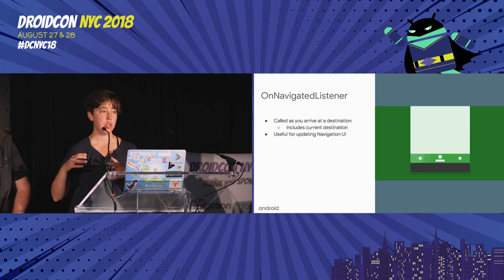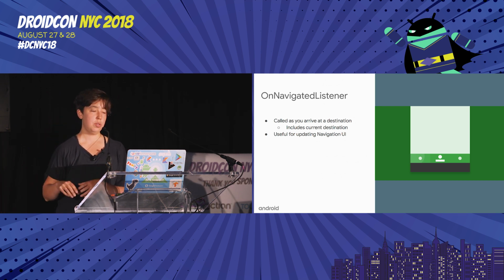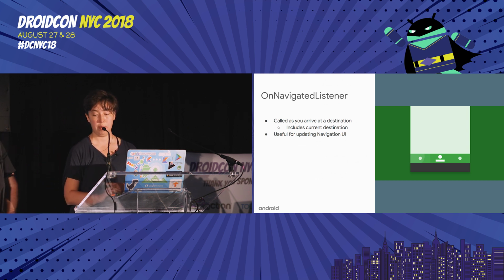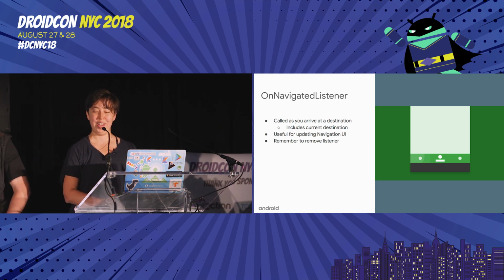So our navigation UI library, what it's actually doing is when you navigate to different destinations, it's using an on-navigated listener to actually get the button to highlight in a bottom nav. So it knows what destination you're on, so it gets the button that's associated in that bottom nav to highlight when you go there. And just a sort of best practice, please remove that listener.